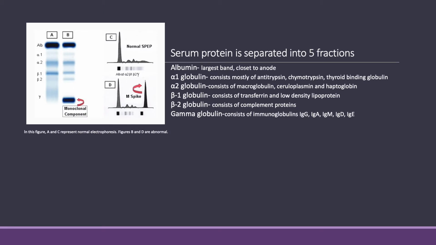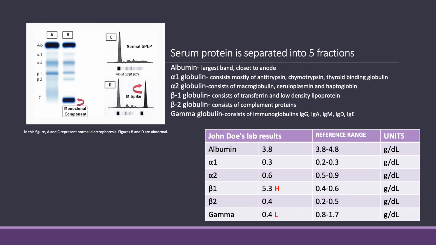Serum protein is separated into 6 fractions: albumin, alpha-1 globulin, alpha-2 globulin, beta-1 globulin, beta-2 globulin, and gamma globulin. On the left, you'll see an A. This is a normal protein electrophoresis, as well as C. C is the graph that the densitometer will print out. B shows a monoclonal component, and D will show you the M spike the physician is looking for.